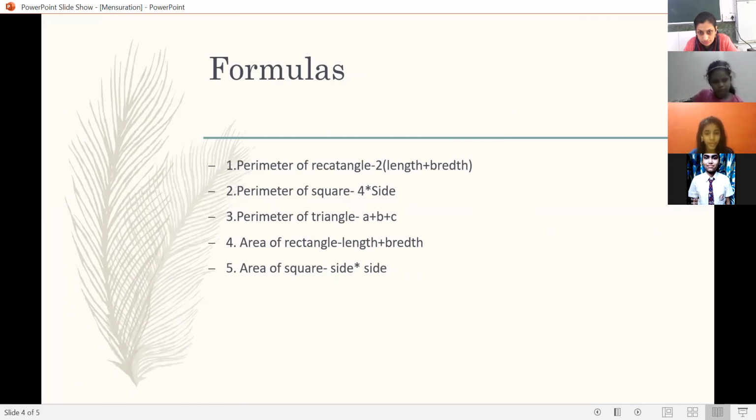Formulas. Perimeter of rectangle: 2 into (L plus B). Perimeter of square: 4 into side. Perimeter of triangle: A plus B plus C. Area of rectangle: length into breadth. Area of square: side into side.